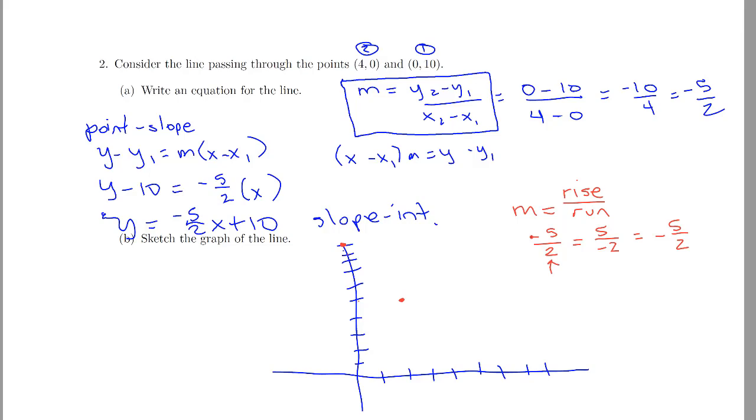And then let's see where it hits the x-axis. To find out where it hits the x-axis, I set y equal to 0. I have minus 5/2 x plus 10 equals 0. 5/2 x equals 10. Multiply both sides by 2 and divide both sides by 5. There's my line. It's not very straight, but it is my line.